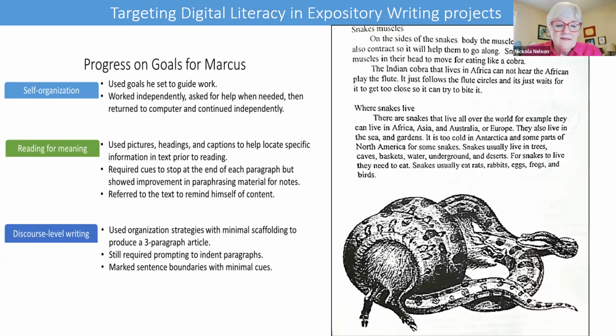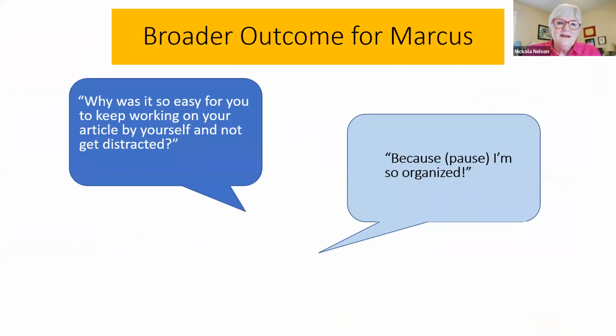He was able to mark sentence boundaries using periods, etc., with appropriate cueing, very little cueing. And of course, he picked the most gross picture he could find about how the snake eats. And you can see the influence of some of his notes in his final writing. One of the things that we've learned over time is how important it is to mark the broader outcomes for the students, as well as kind of accomplishing their numerical objectives.